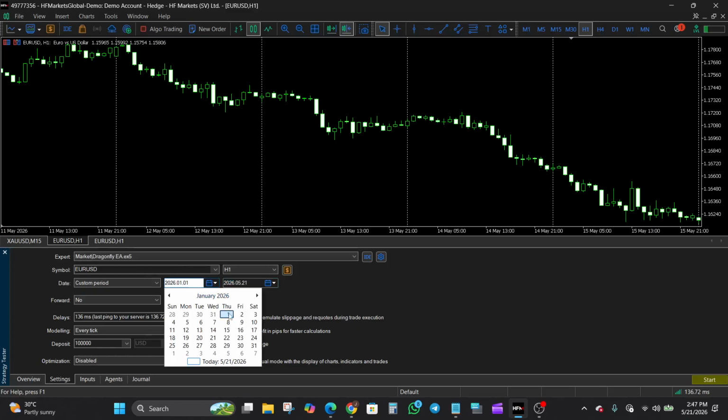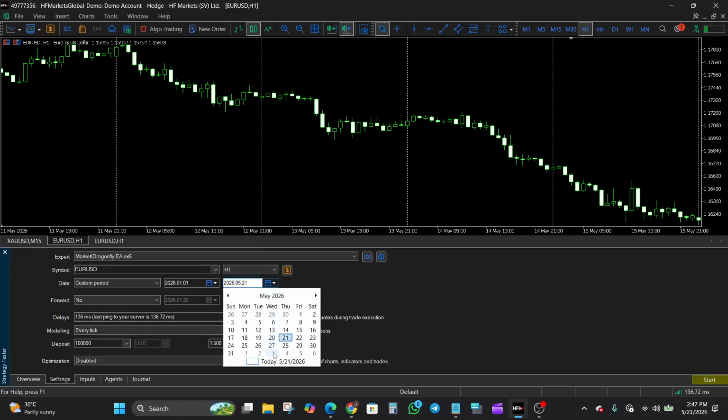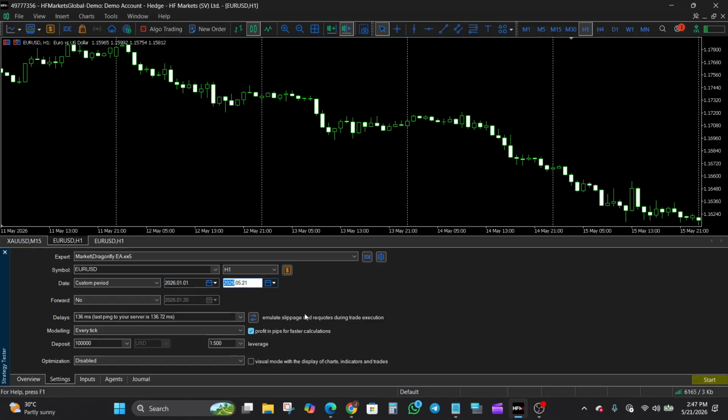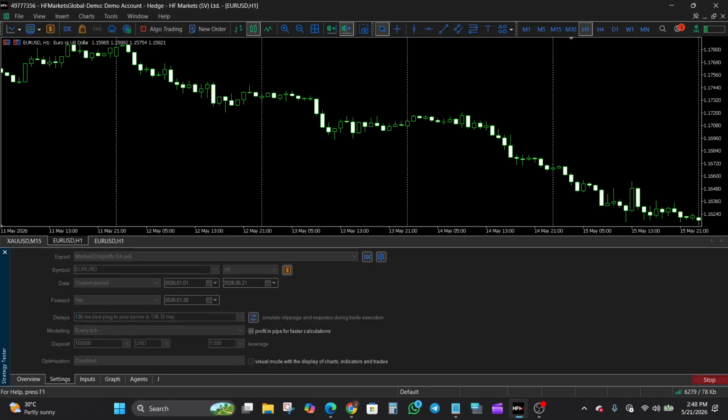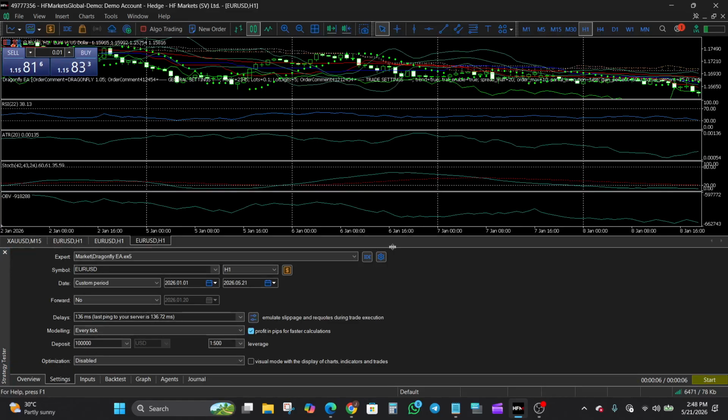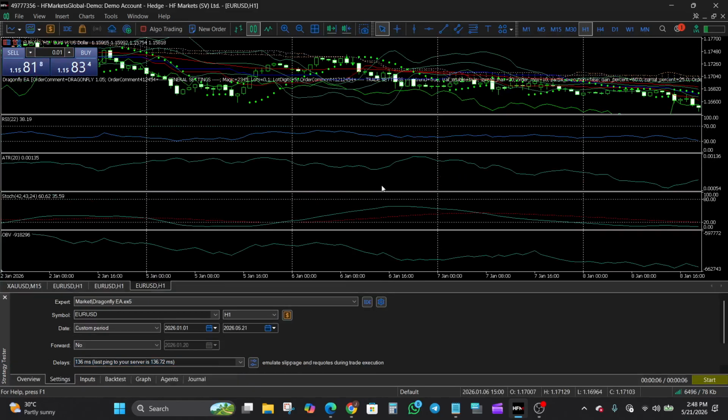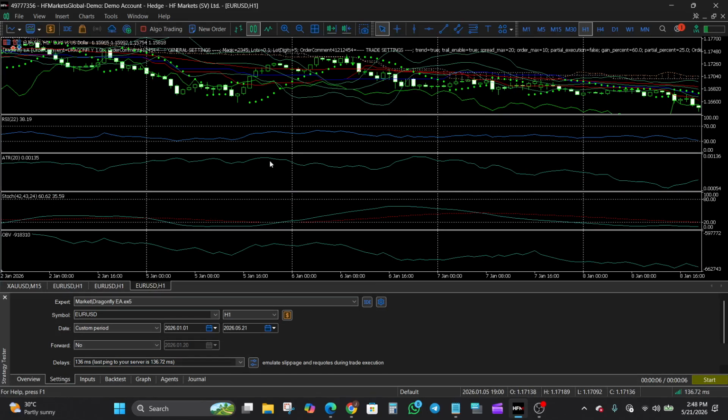We are running the test from the beginning of the year till date so that we can get reasonable data for the backtesting. Okay, as for the delays, we are using the last ping to the server, and we are using the every tick modeling. All right, so let's just quickly start the backtesting. Okay, so this is a quick one, and in a moment we have the results already. Okay, so we can already see quite a number of indicators here. We can see several indicators displayed here as we have already observed on the marketplace page.